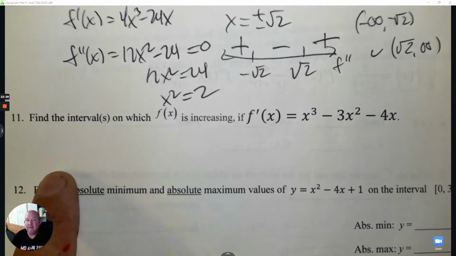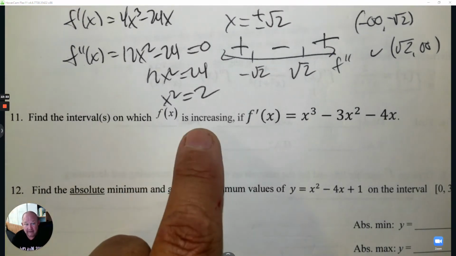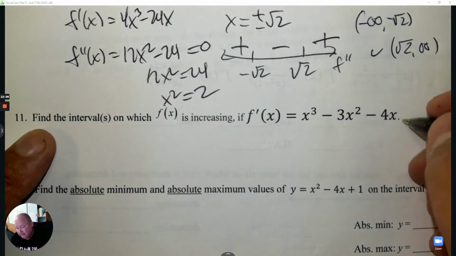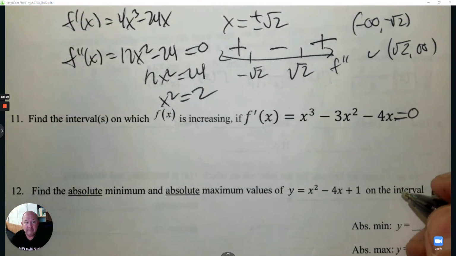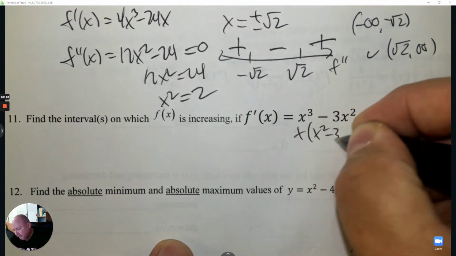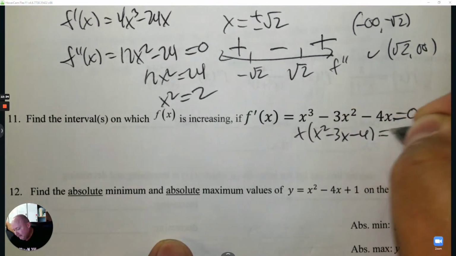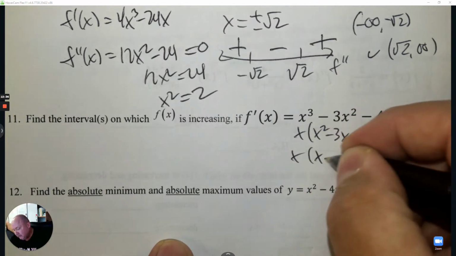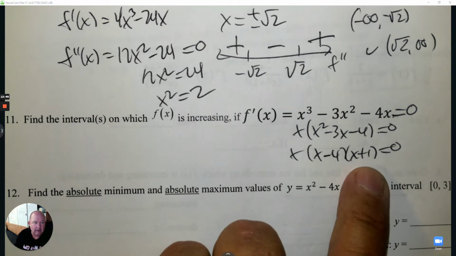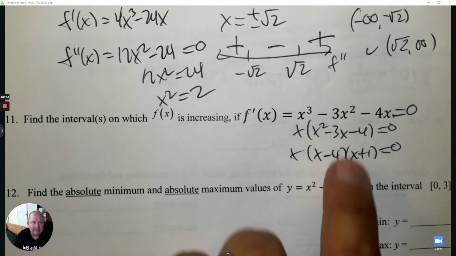All right, find the intervals in which the function is increasing if that's the derivative. So they already give you the derivative. So step 1 is to make it equal to 0 and find the critical numbers. So I'm going to factor out an x, and then I'm going to keep factoring. So the two numbers that fit here are negative 4 and positive 1. They multiply to negative 4 and add to negative 3.